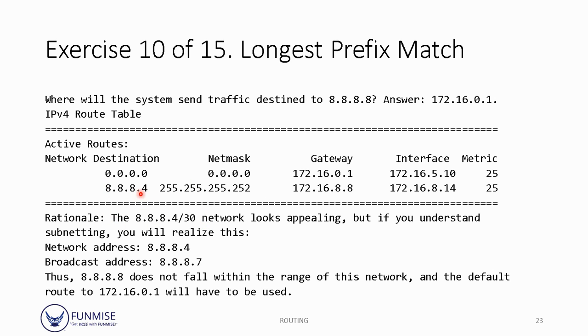So you will be able to instantly know that this is 8.8.8.4/30. Now this 8.8.8.4/30 network looks appealing, but if you understand subnetting, you will realize this. The network address for this combination will be 8.8.8.4, and the broadcast address will be 8.8.8.7. So you will notice that 8.8.8.8 does not fall within the range of this network. So you can't use this route at all, and it would instead use this route and send it to 172.16.0.1.